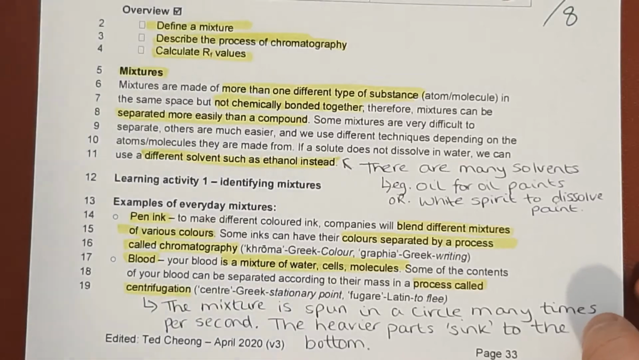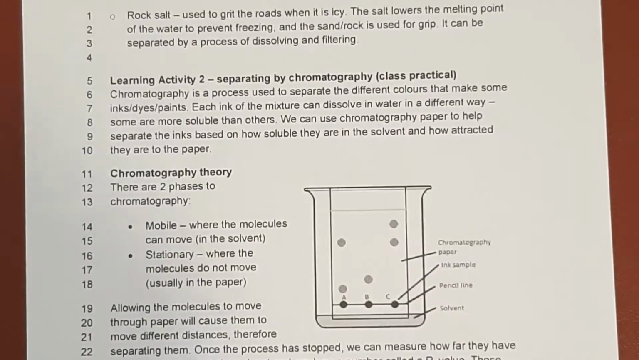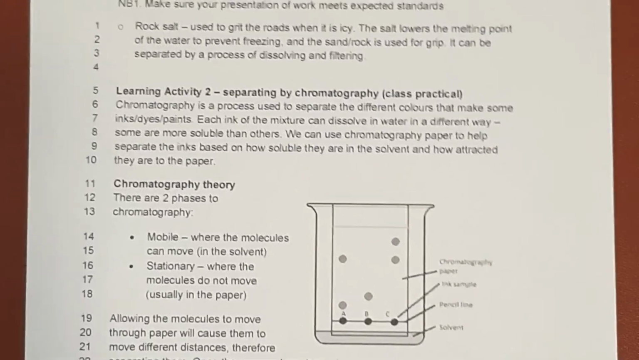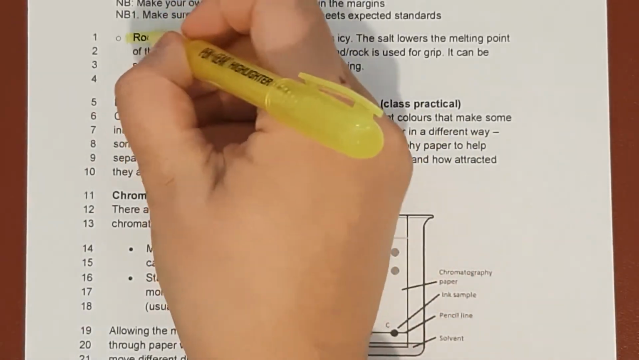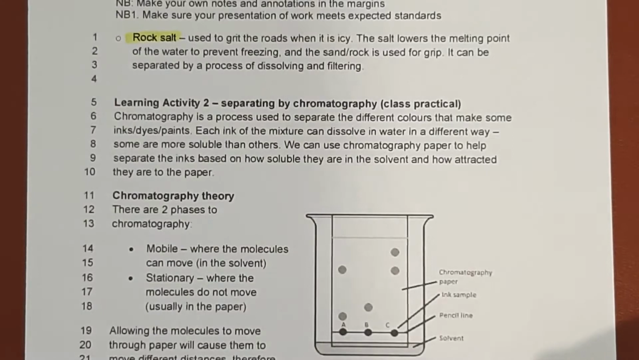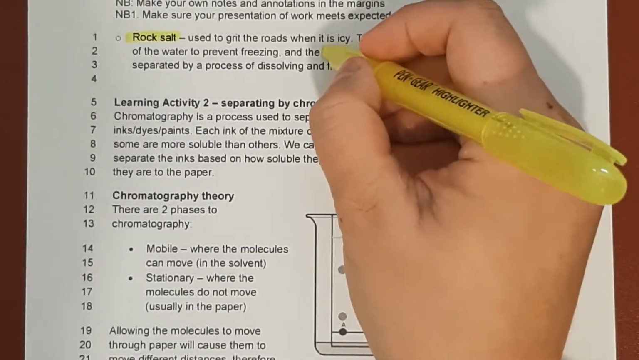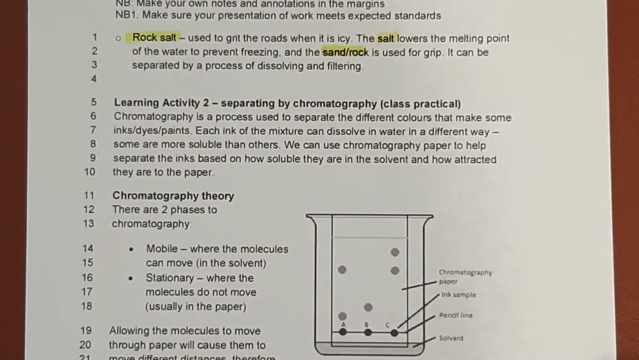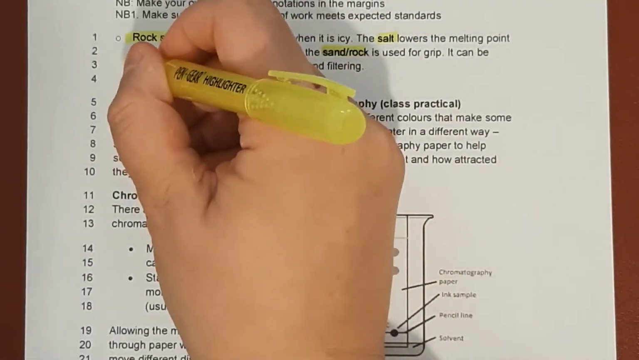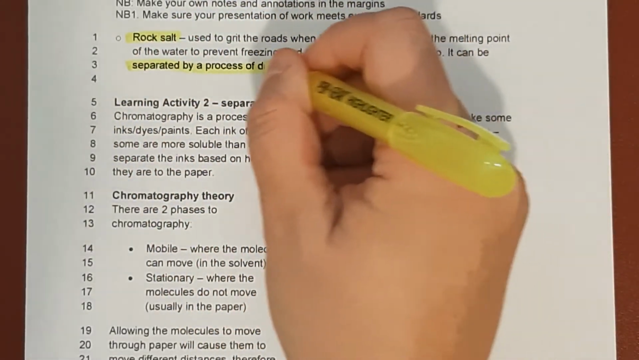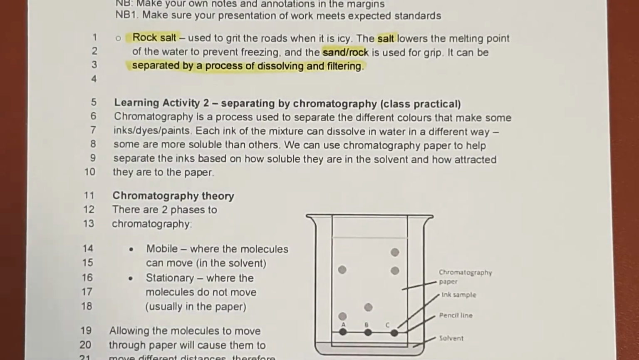Okay, we're going to go on to the next page now, please. A third mixture is rock salt. Rock salt is used to grip the roads when it is icy. The salt lowers the melting point of the water, which prevents it freezing. And the sand or rock is used for grip. So rock salt is a mixture of salt and sand and rock, so it's a mixture of these two or three components. It can be separated by a process of dissolving and filtering. I'm going to learn more about that in a couple of minutes.